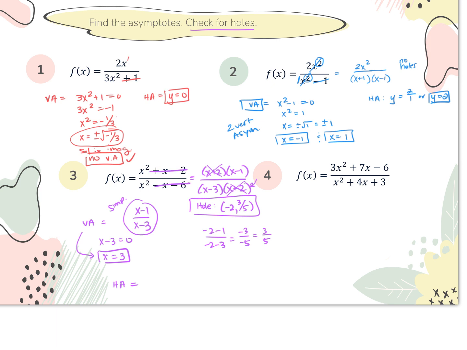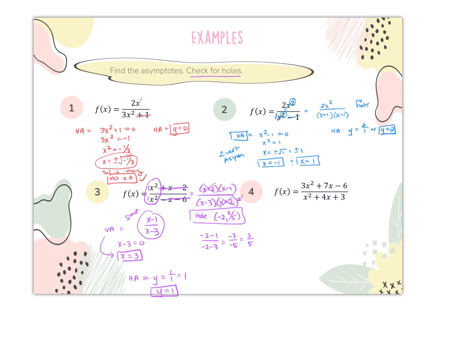Cancel all of these other things, and we're just going to look at these leading terms. Notice the exponents are the same, and when they're the same, your horizontal asymptote is y equals the ratio of the coefficients of those. So y equals 1 over 1, or 1. So my horizontal asymptote is y equals 1. So this is all the math required to solve for the hole, the vertical asymptote, and the horizontal asymptote for number 3.